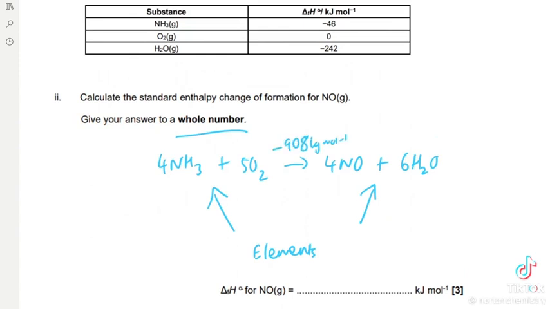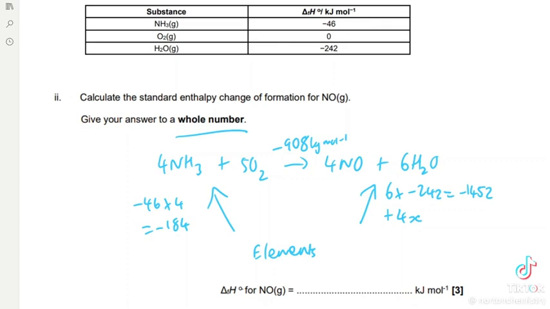And to find the enthalpy change of formation of the left arrow, the first arrow, we need to times minus 46 by 4, because we have 4 moles of ammonia. And because oxygen is an element, it doesn't have an enthalpy change of formation, so we don't need to worry about oxygen. On the right, we have 6 moles of water, so that's 6 times minus 242, and we're going to add it to 4 of the enthalpy changes of formation of nitrous oxide, which we don't know yet, so that's our unknown value. So minus 46 times 4 is minus 184. And 6 times minus 242 is minus 1,452.